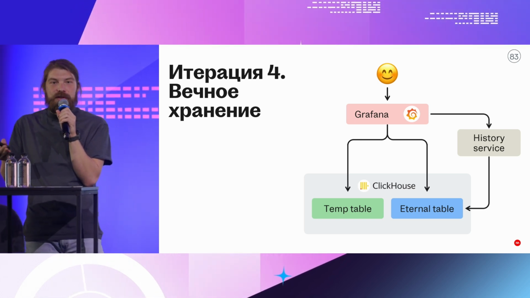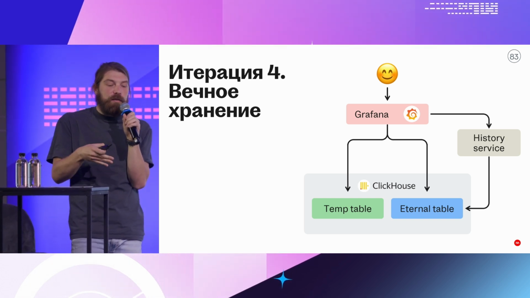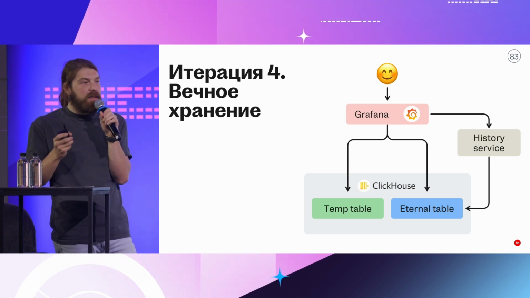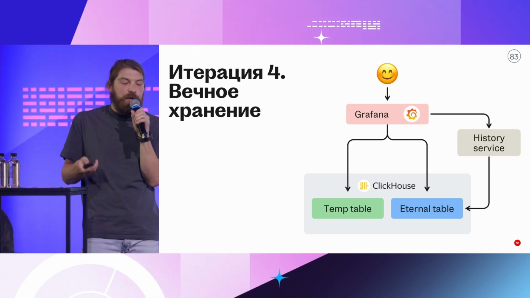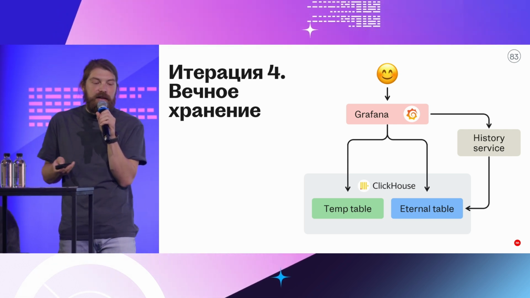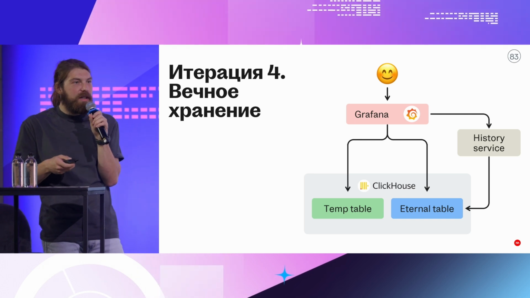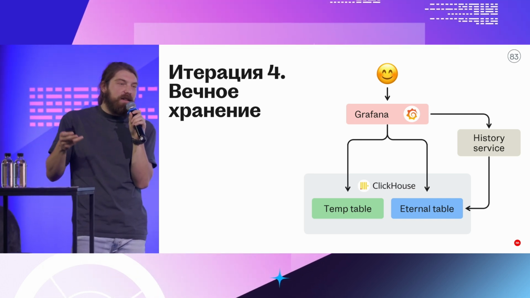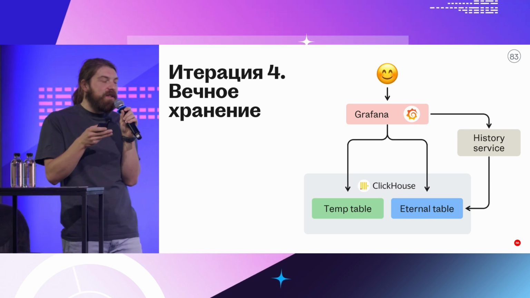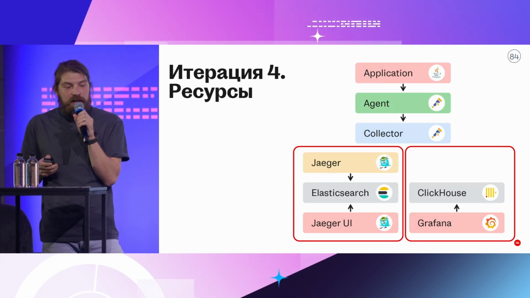So we built this little vehicle. When a user comes with a specific trace ID, in addition to going to the database, to ClickHouse, they go to our special history service, which all it does is save this particular trace. So this way, when Grafana goes to ClickHouse again, there are two tables there, and it will be able to retrieve the saved trace.